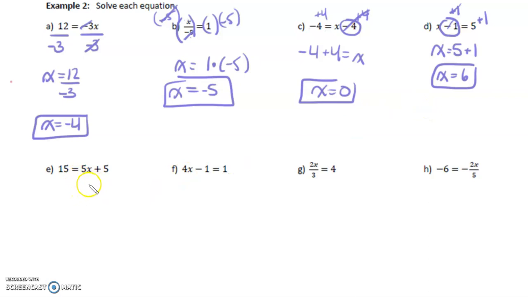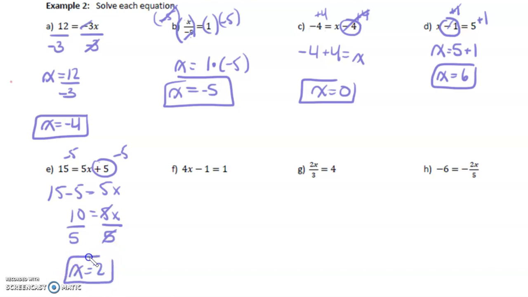Okay, E. So these are starting to have two steps. So first, we do the plus and the minuses. Okay, so we need to get this plus 5 away from the 5x. So we're going to subtract 5 from both sides. So we have 15 minus 5 equals 5x, which is 10 equals 5x. Now, what we can do is we can divide both sides by 5. So those cancel. Okay, we get x equals 2.